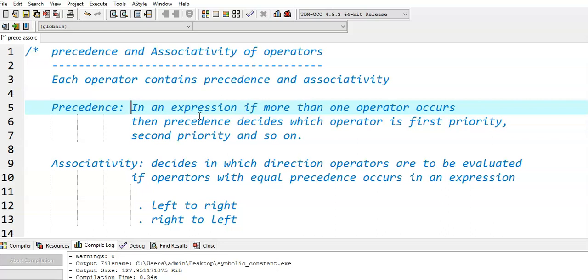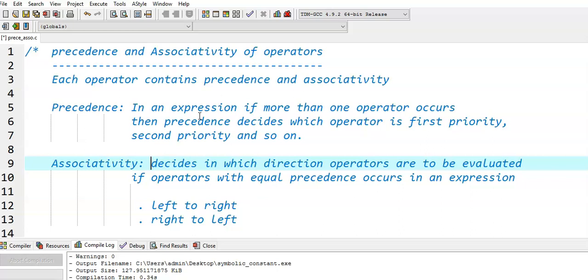and so on. Now coming to associativity, in some cases in an expression the operators with equal precedence occur. In such cases associativity comes into action. It decides in which direction operators are to be evaluated if operators with equal precedence occur in an expression. That means in the first case, if precedence cannot decide, then associativity comes into action.